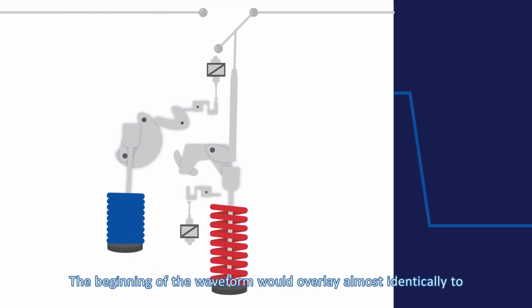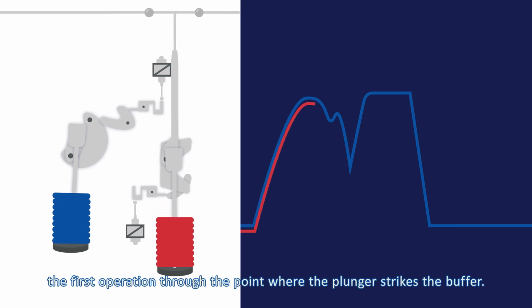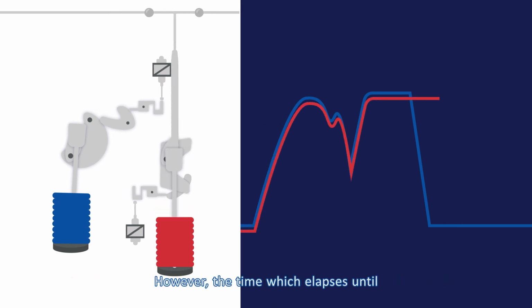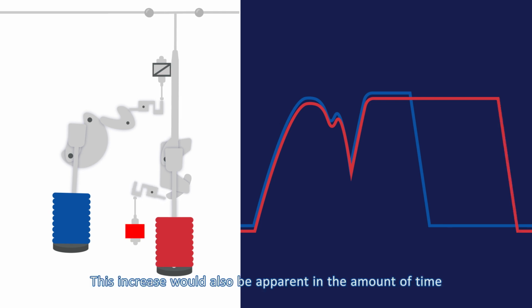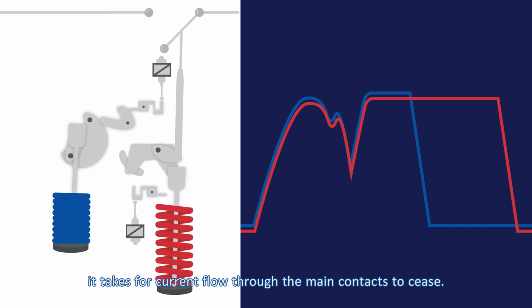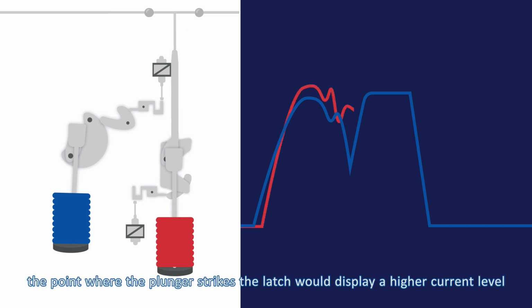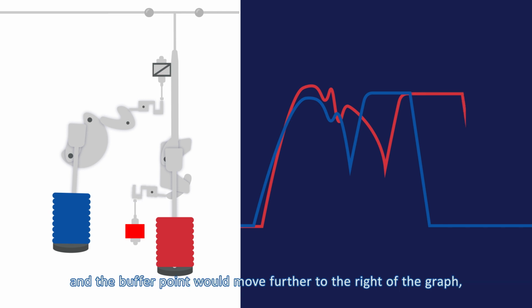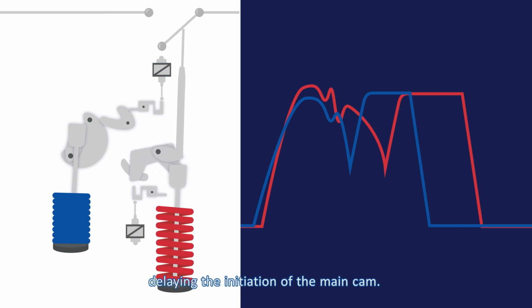The beginning of the waveform would overlay almost identically to the first operation through the point where the plunger strikes the buffer. However, the time which elapses until the falling edge of the coil current would increase. This increase would also be apparent in the amount of time it takes for current flow through the main contacts to cease. Alternatively, should problems begin to develop with the latch, the point where the plunger strikes the latch would display a higher current level, and the buffer point would move further to the right of the graph, indicating that the breaker took longer to release the latch, delaying the initiation of the main cam.